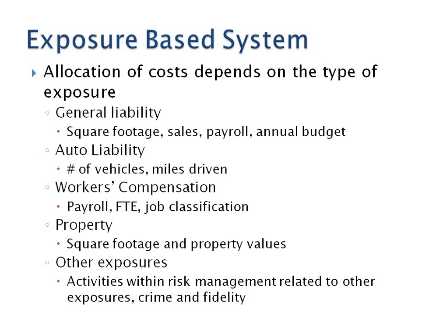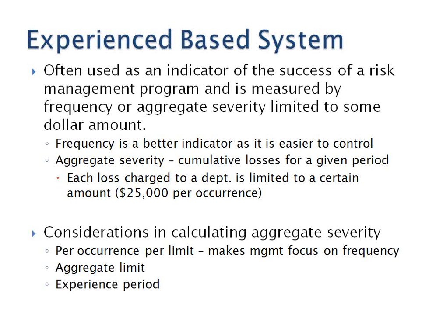Auto liability, typically it's going to be the number of vehicles or miles driven. Workers' comp would be payroll, full-time equivalents, or job classification. Job classification being what I mentioned before, administrative versus law enforcement, things like that might be a basis. On property, typically it's square footage or property values. And then other exposures would be activities related to risk management, so crime, fidelity. It just depends on how those are going to be allocated, though. But typically, there's going to be some type of question asking what type of exposure you'd want to use as a potential basis for a claim cost allocation.